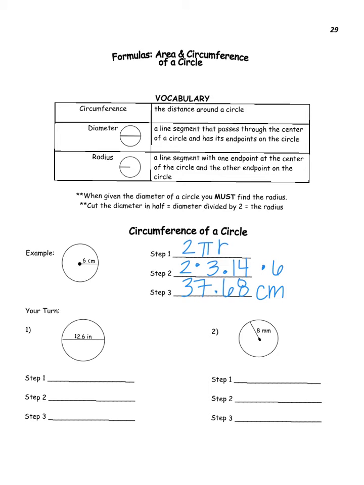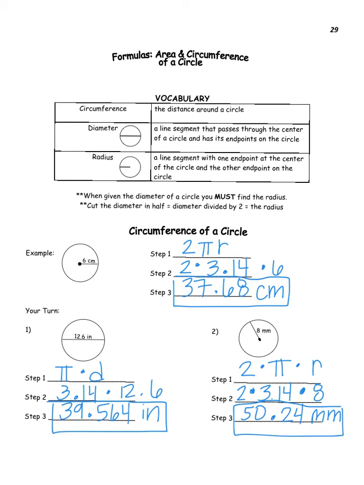Go ahead and try numbers 1 and 2. Be sure for number 1 that you either half that, make it into a radius, or you use pi times diameter. Alright, go ahead and check yourself. So if you notice, I used pi times diameter, so 3.14 times 12.6 for number 1. If you missed something, correct it. If not, move on to the next page.